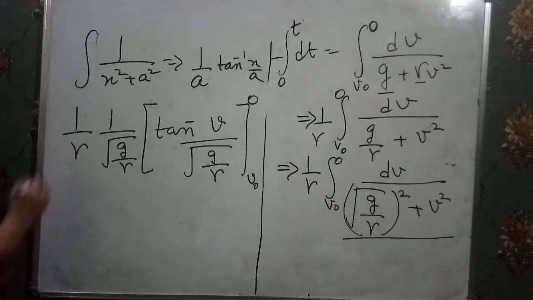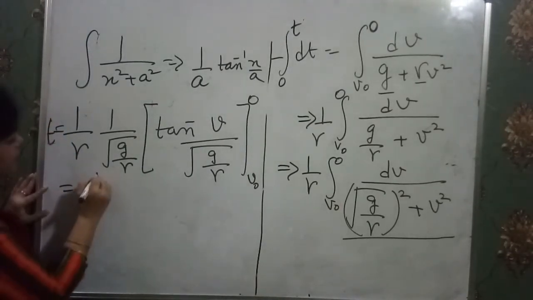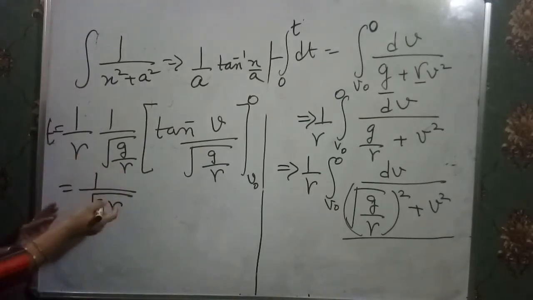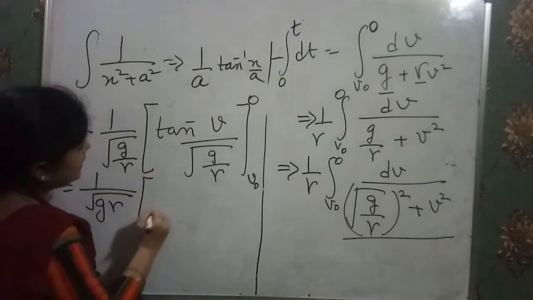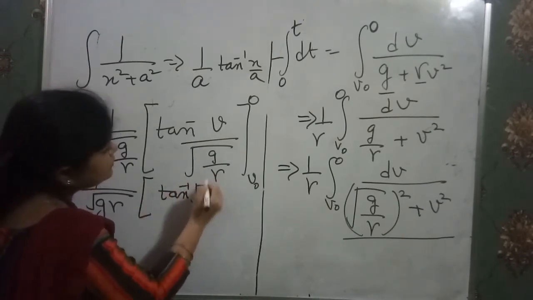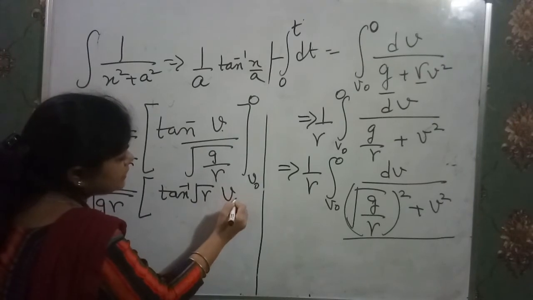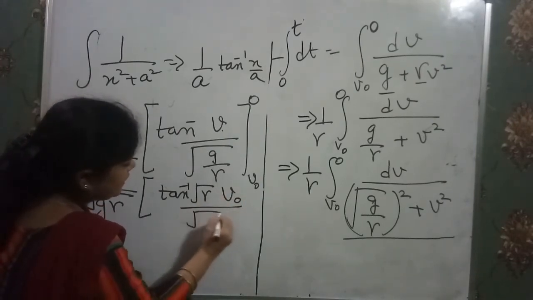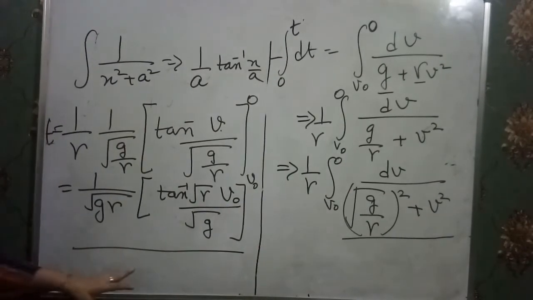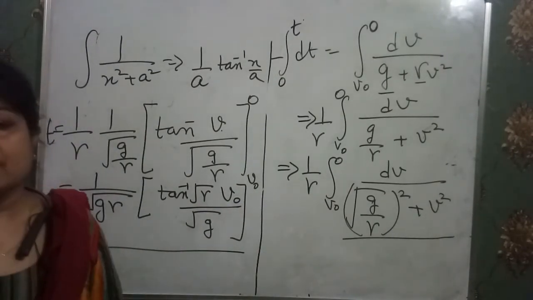Clear? And now here we have t. After solving it, we have 1 over under root g gamma. This gamma gets cancelled. And here we have tan inverse of under root gamma, this v becomes v0, over under root g. This is the time taken by the ball to reach the zenith.